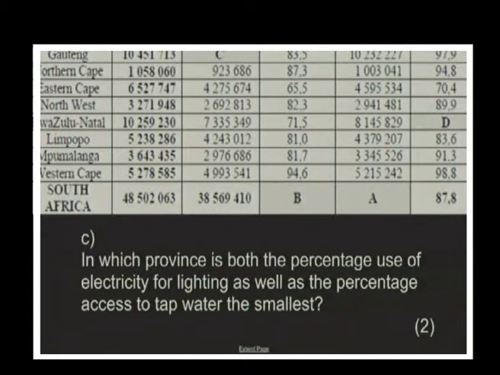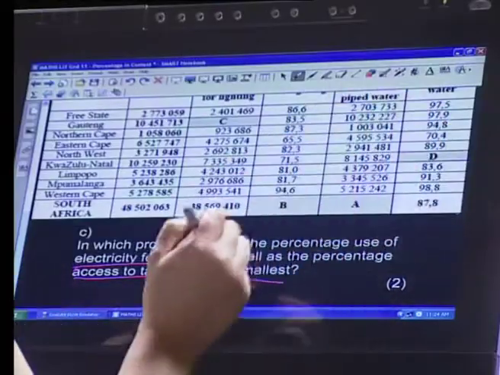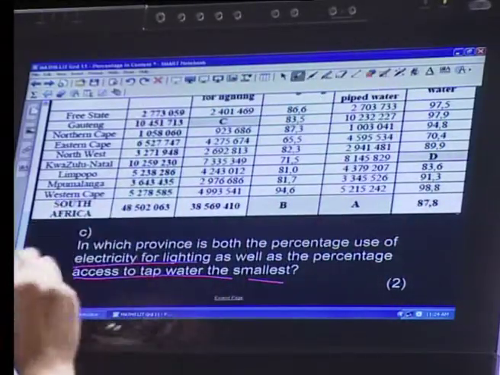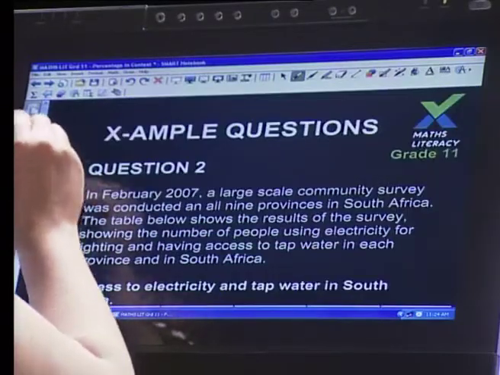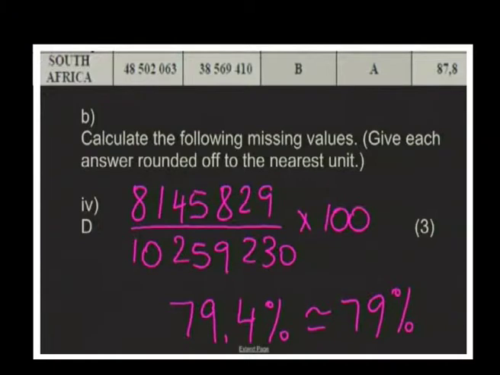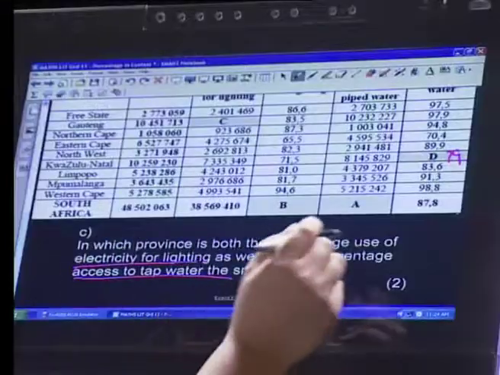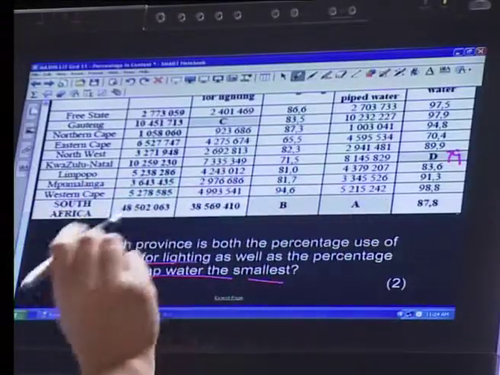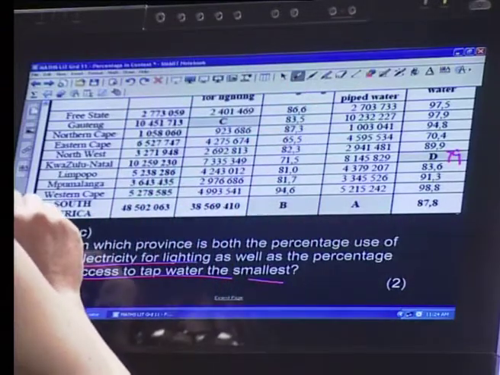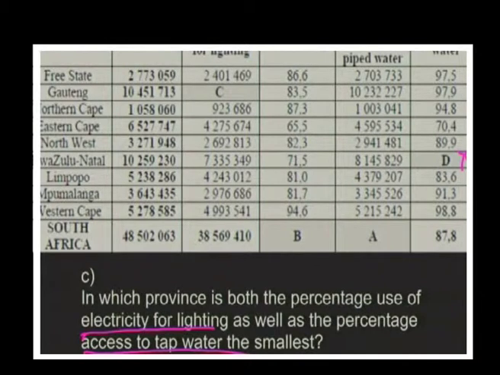In which province is both the percentage use of electricity for lighting as well as the percentage access to tap water the smallest? So now we looked to compare. First thing I'm going to do is I'm going to fill in my value D that I'd calculated just before. So value D was 79%. So let's fill that into the table over here because I can't compare all the percentages if I don't have all the information. So we're looking for the percentage use of electricity as well as the percentage use of water, the smallest. So we're just going to literally go through the values and see which is the smallest.